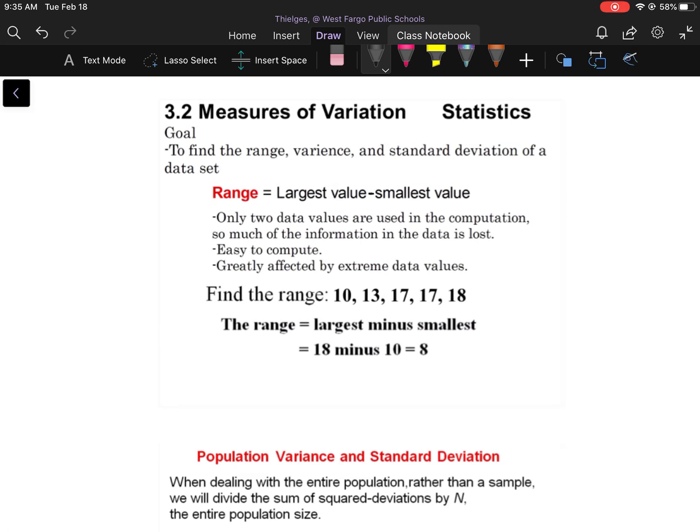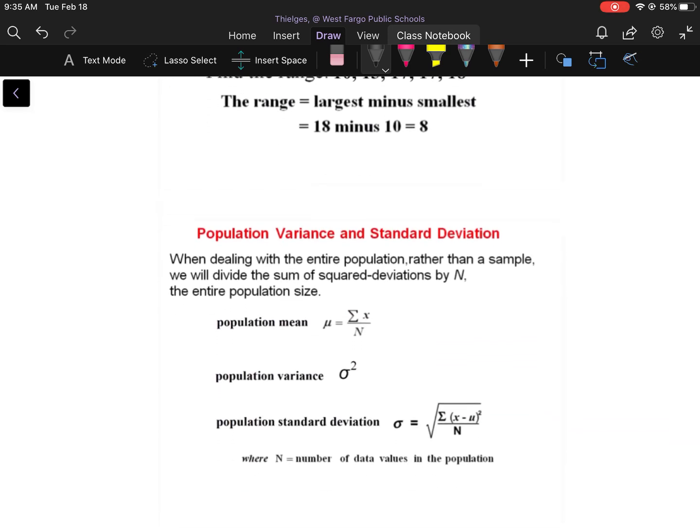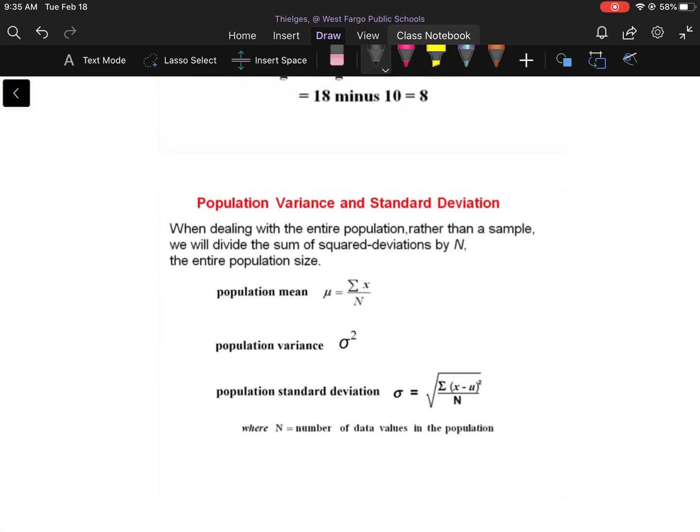So here I've got some numbers. Find the range. Take the largest number of 18, subtract 10, the smallest number, and I get a range of 8. Okay, a much better way of looking at this would be variance and standard deviation. And I'm going to start off with the one that's population.